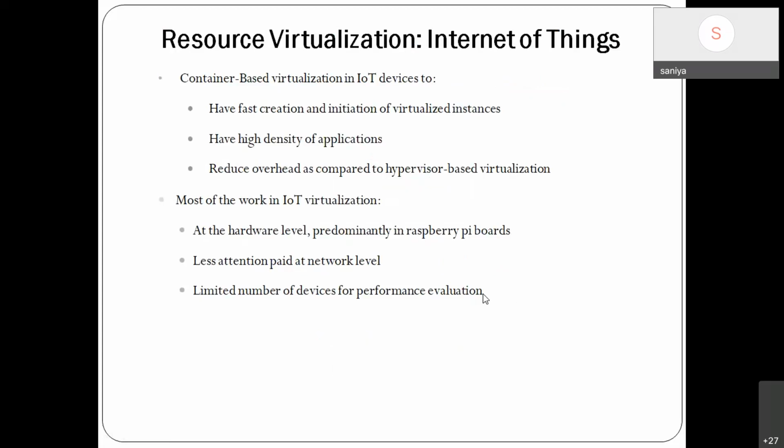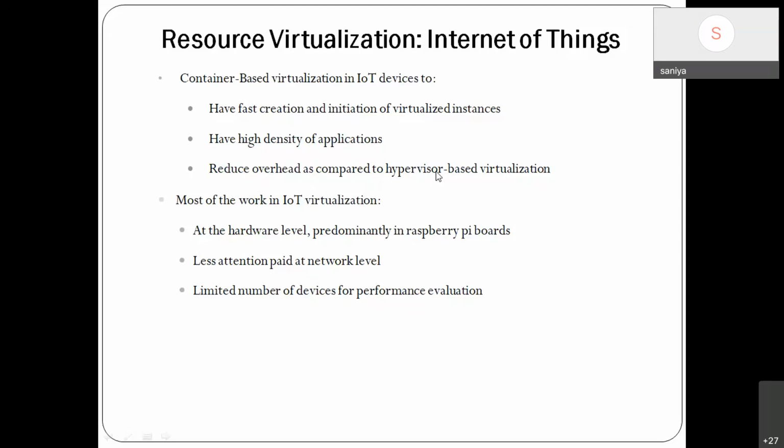Then coming to resource virtualization, it has been done at the IoT level. There is container-based virtualization done in IoT, so you can encounter this very term. It is most likely to come up in every paper of resource virtualization done on IoT. The benefits are fast creation and insertion of virtualized instances, high density of applications, and reduced overhead compared to hypervisor-based virtualization, which we normally use on devices that have good storage and processing.